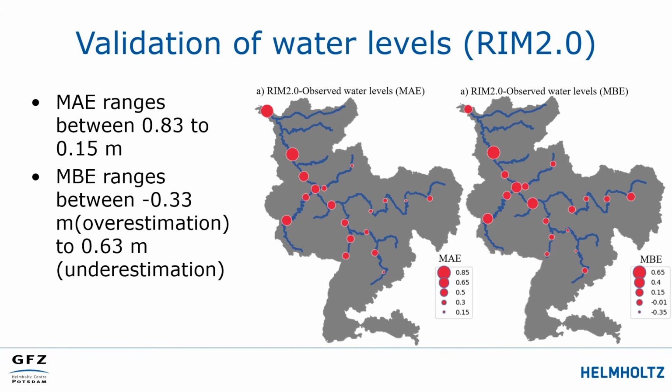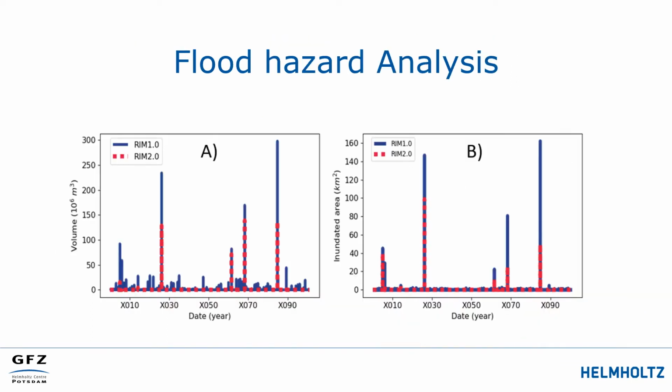For the water level calibration, the performance of RIM2 ranges between 0.83 and 0.15 meter based on mean absolute error, and ranges between 0.35 overestimation to 0.65 underestimation based on mean bias error. The next comparison between both models is based on the total inundation volume and the inundation area in the whole catchment. So the difference between both models is very clear, with both models capturing the main events, and RIM1 simulates a large number of small events.